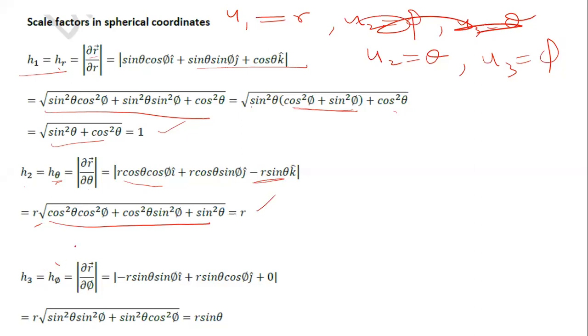And similarly, the h phi scale factor, you can obtain it. H phi scale factor is obtained by differentiating the position vector with respect to phi. This is what you will get. So h phi is r sine theta, h theta is r, hr is 1.